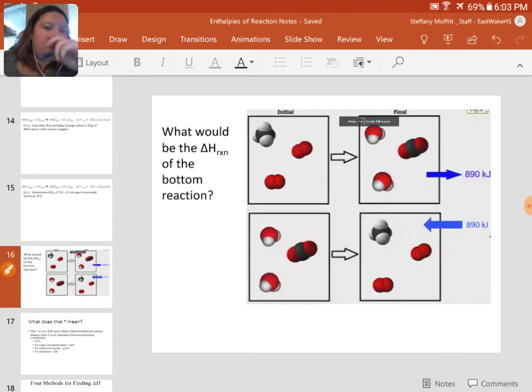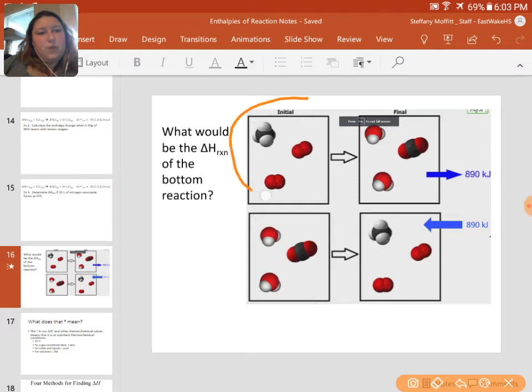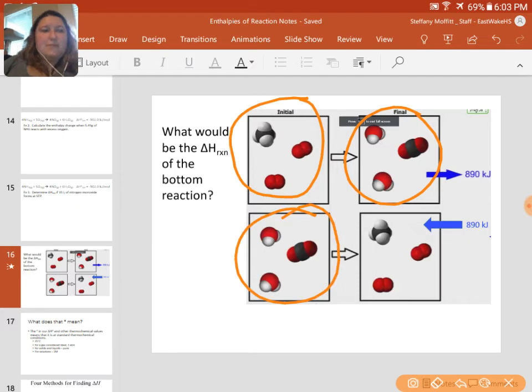So moving on, what would be the delta H reaction of the bottom reaction? If we're starting with CH4 and two O2s and we get to the two H2Os and the CO2, well, what if we start with the back half? Well, it's just going to be the opposite delta H reaction-wise. So if you have a positive going one way, it's negative going the other way. Simple as that.